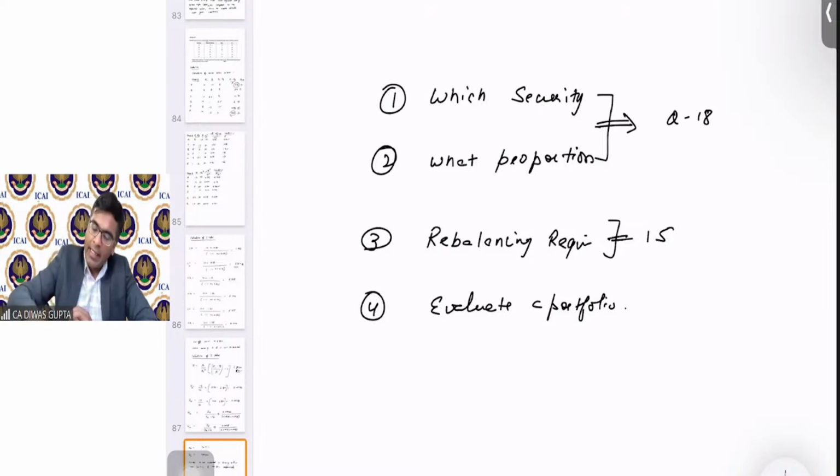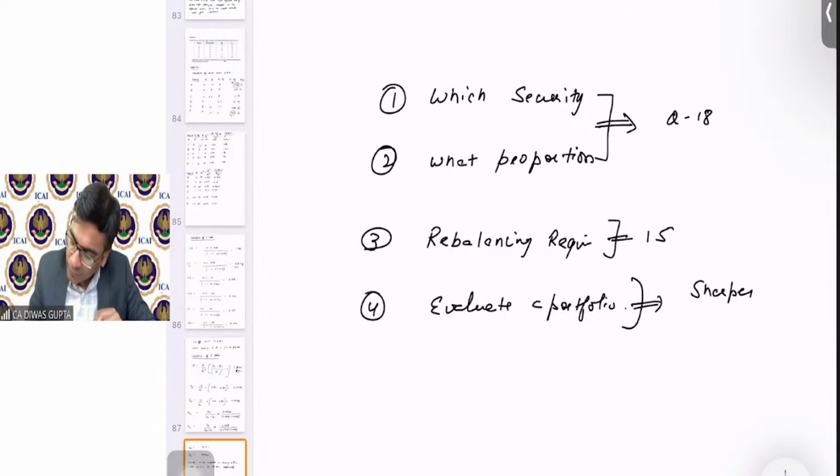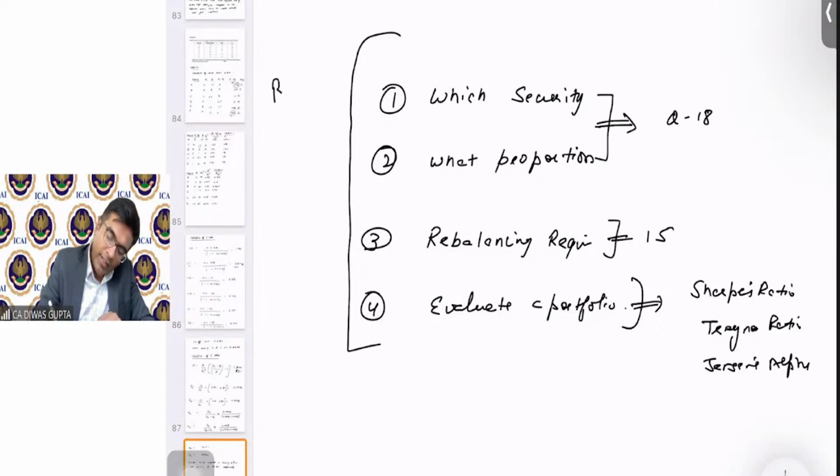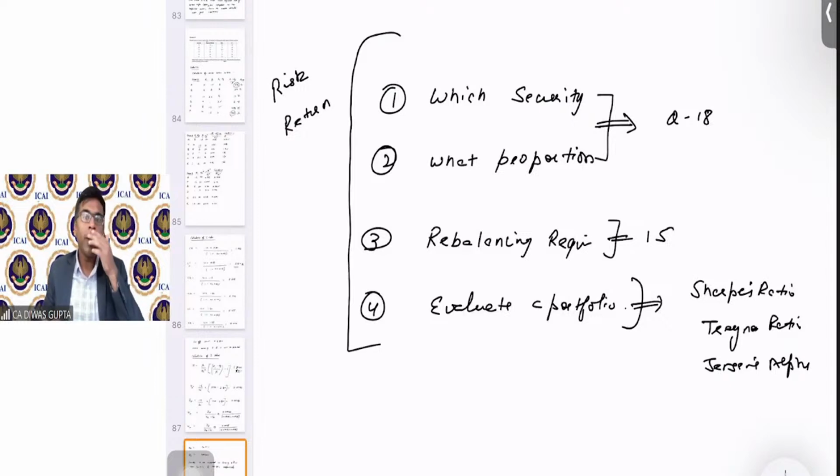Okay. And evaluation of a portfolio studied. But in this, I tend to include three things. One is the Sharpe's ratio. Second one is the Treynor's ratio. And third one is actually the Jensen's alpha. Okay. And the overarching principle here is what is the risk? What is the return? Correct. Even for portfolio, even for security. For portfolio, there are two ways, Markowitz and Sharpe's index model.